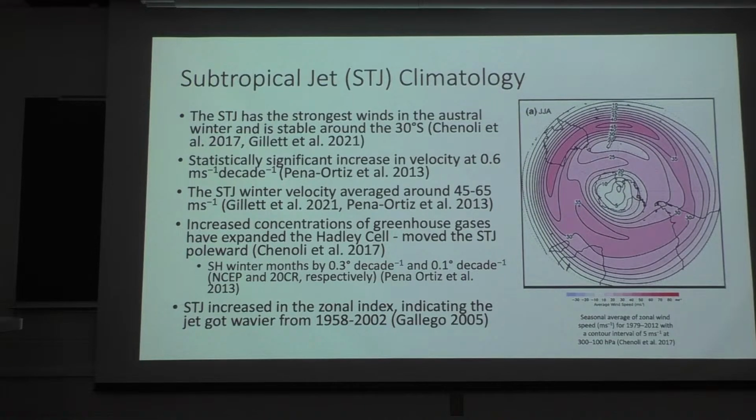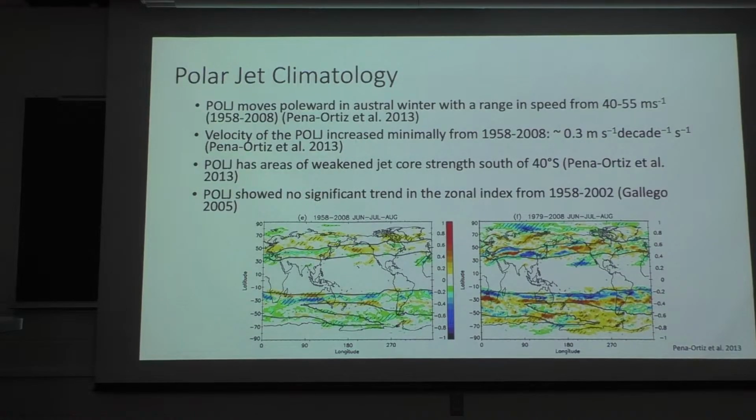The southern tropical jet also increases in its zonal index, indicating that the jet got wavier, and this is from Gallego, and I'll go over a little bit more of what that means in just a little bit, but it did seem that it got wavier. For the polar jet stream, it seems to move poleward in the austral winter, and it ranges in speeds from 40 to 55 meters per second.